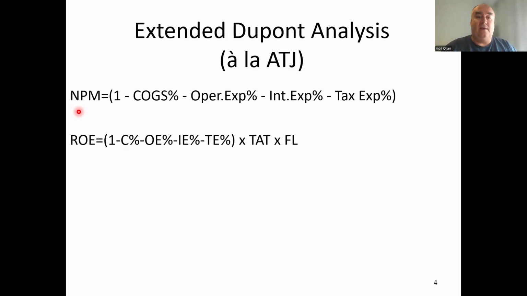So the extended DuPont relationship becomes ROE is equal to this first term, which is the net profit margin, multiplied by total asset turnover and financial leverage. So now let's try to see how this can be applied to some actual financial data from a company.